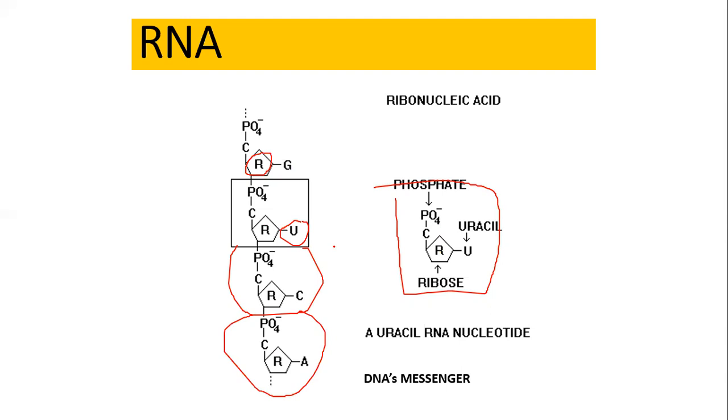RNA is DNA's messenger. DNA is too big to get out of the nucleus, so it can't really get to where the proteins are made in the cytoplasm. So it has to send out a small messenger with the information on it. That messenger is called messenger RNA.